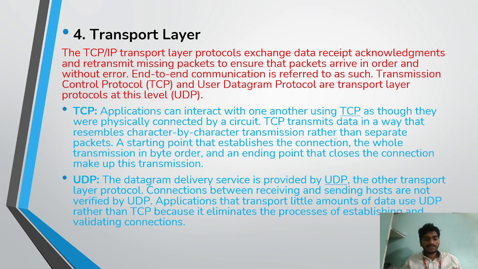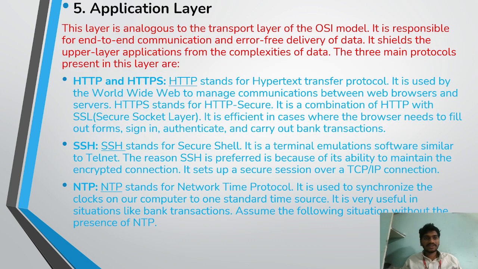UDP is the User Datagram Protocol, and the datagram delivery service is provided by UDP, the other transport layer protocol. Connections between receiving and sending hosts are not verified by UDP. Applications that transport small amounts of data use UDP rather than TCP because it eliminates the process of establishing and validating connections. And the fifth one is the application layer.